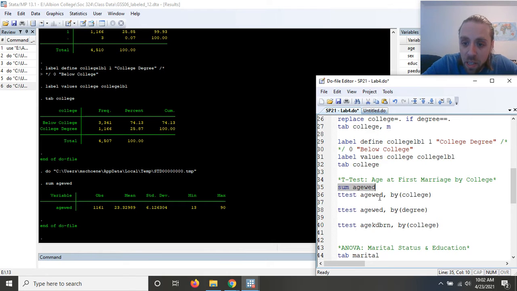And to do that, we're going to do t-test age wed. So that does a t-test of the age at first marriage variable. Then I put a comma, and I do by, and that's the variable that's going to control and create the submean. So by college means it creates a mean for each group within the variable of college. This only works if I'm using a variable that has 2 and only 2 categories.